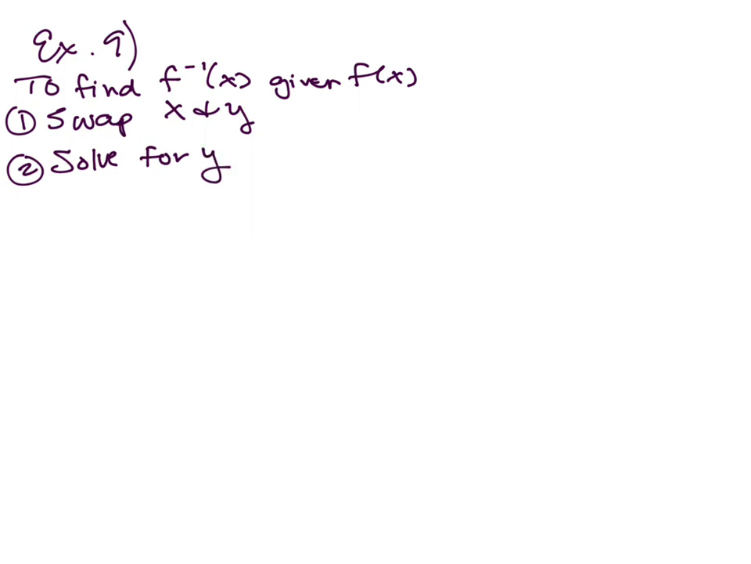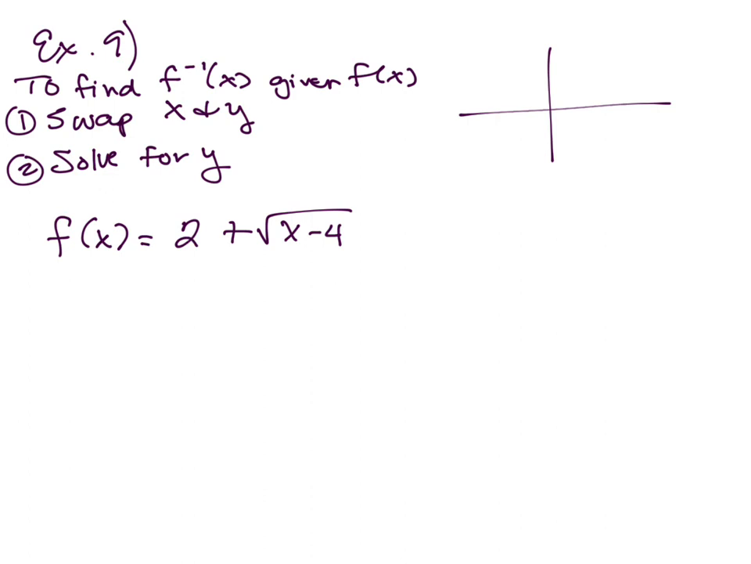This is example 9. It says find the inverse of f of X equals 2 plus the square root of X minus 4. So this is our function. Could you talk to me a little bit about this function before we find the inverse? What do you know about it? It's a square root. It's a toolkit function. And where has it moved? Right 4. Okay, so let's get that toolkit.